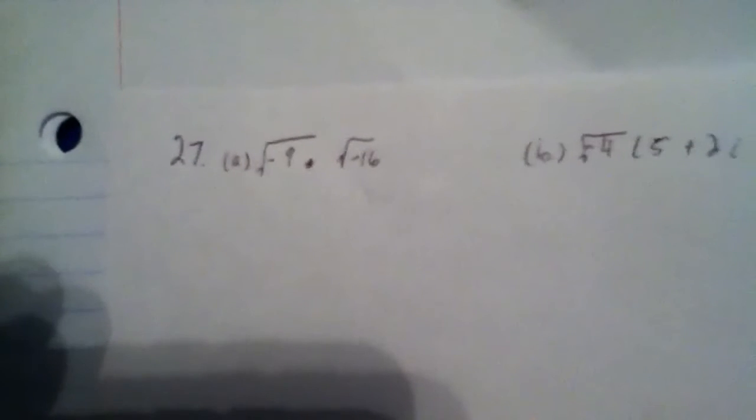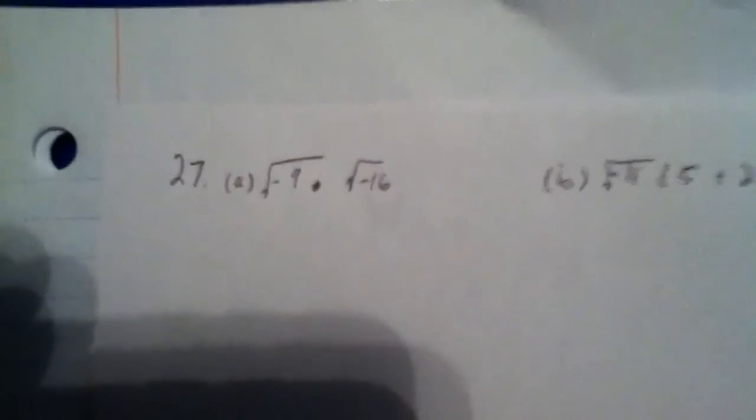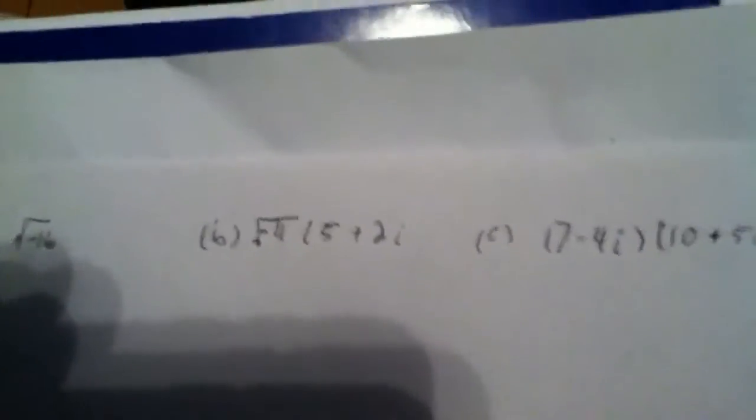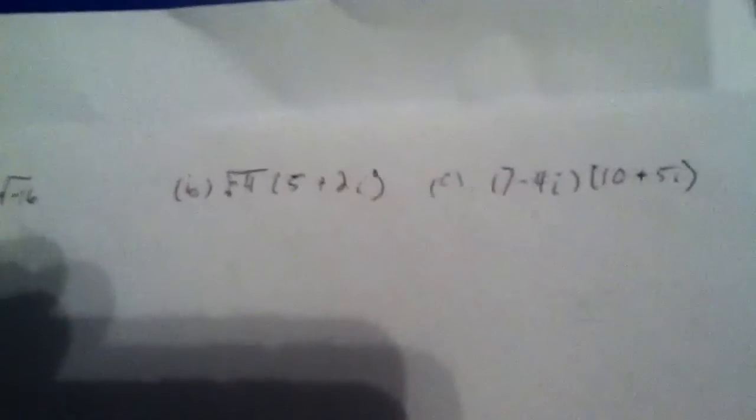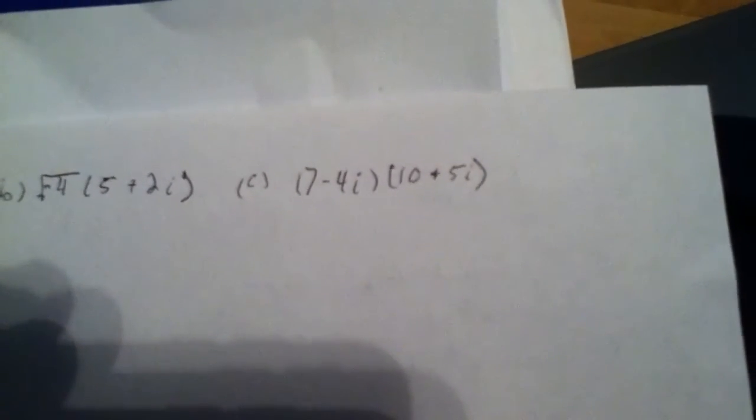Alright guys, today I'm going to show you some problems using complex numbers. The first problem is the square root of negative 9 times the square root of negative 16. The second problem is the square root of negative 4 times 5 plus 2i. And the third problem is 7 minus 4i times 10 plus 5i.